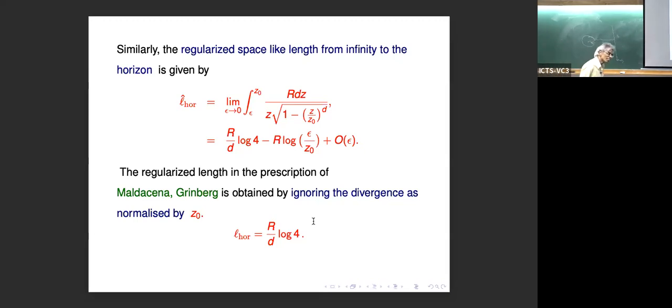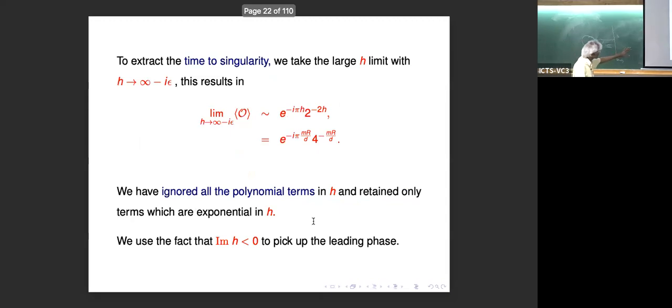The function is unambiguous. The geodesic regularized length is scheme dependent. Yeah, that's correct. The one-point function doesn't see anything of that kind. It just gives you this answer.